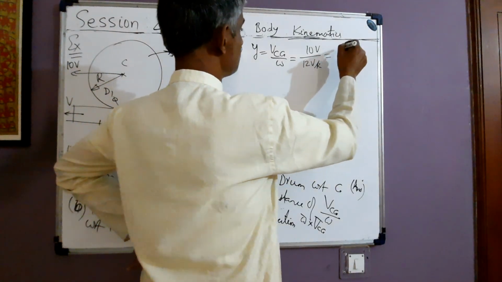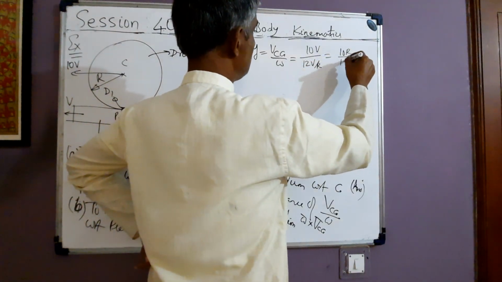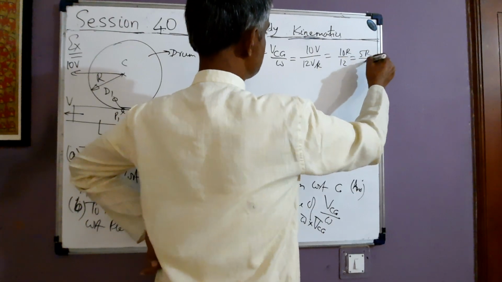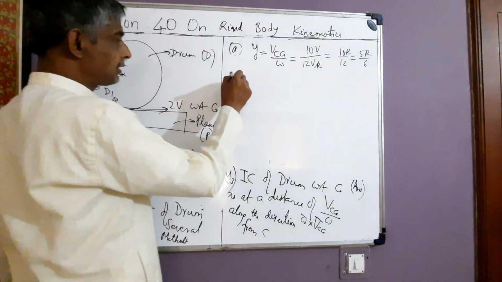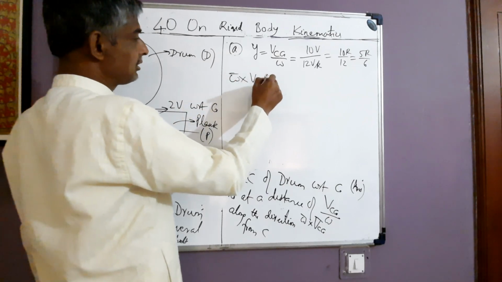12V by R, so this becomes 10R by 12. That is 5R by 6, along the direction of omega cross VCG. Now what is the direction of omega cross VCG?